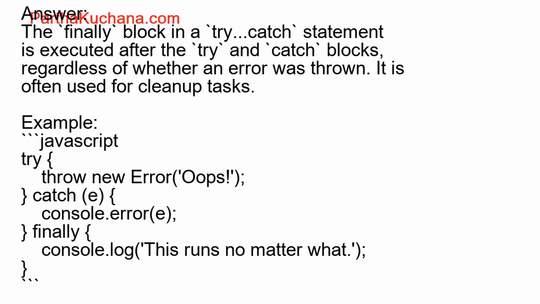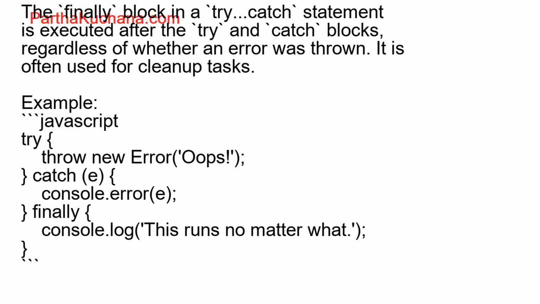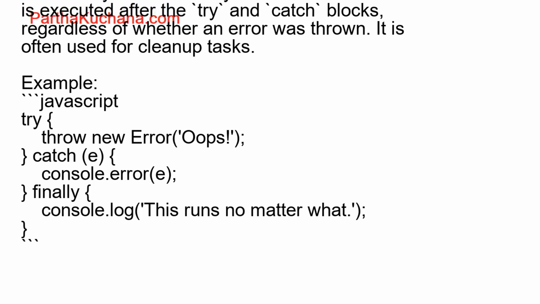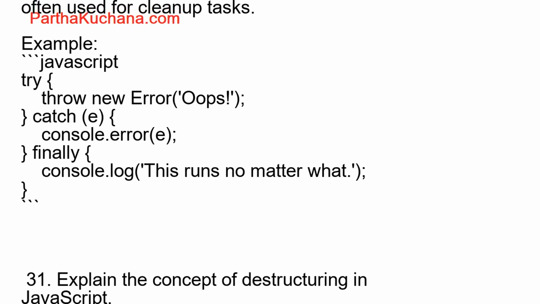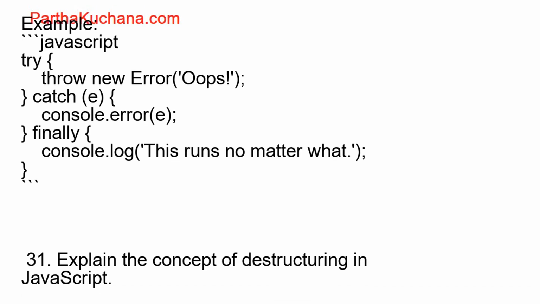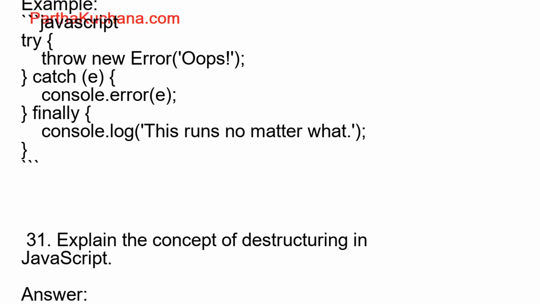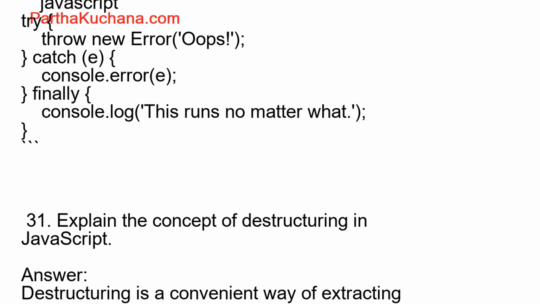32. What is the call stack in JavaScript? Answer. The call stack is a data structure that keeps track of function calls in JavaScript. When a function is invoked, it's added to the top of the call stack. When the function completes, it is removed from the stack, and the execution continues from where it left off.